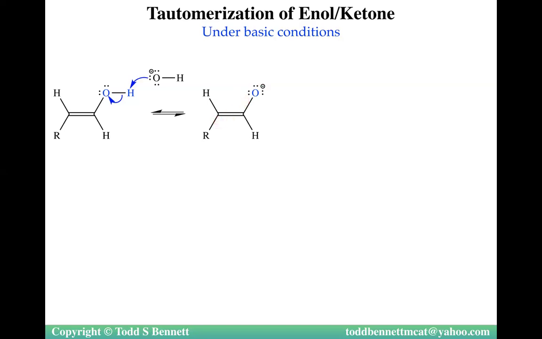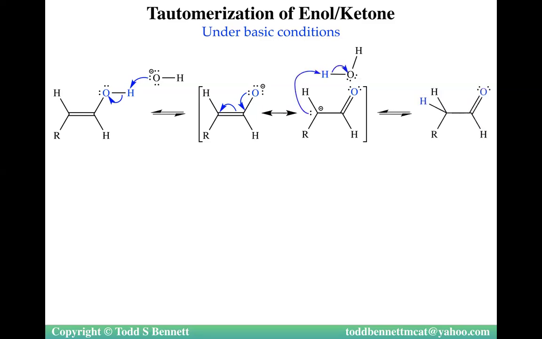It's not as favorable because negative would rather be on oxygen than carbon. But if it does that, notice this is a resonance structure. It's a double-headed arrow because we haven't moved any nuclei. But now you have a negative on the carbon, which is less stable. So it's going to quickly pick up an H. It's going to come pick up the H and regenerate the OH minus that got us started, which means the OH minus is catalytic. It's going to be regenerated in the end.